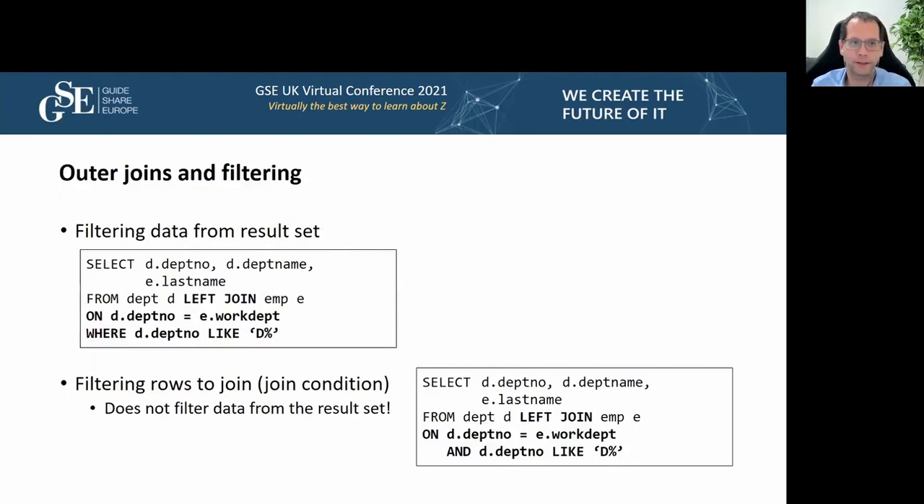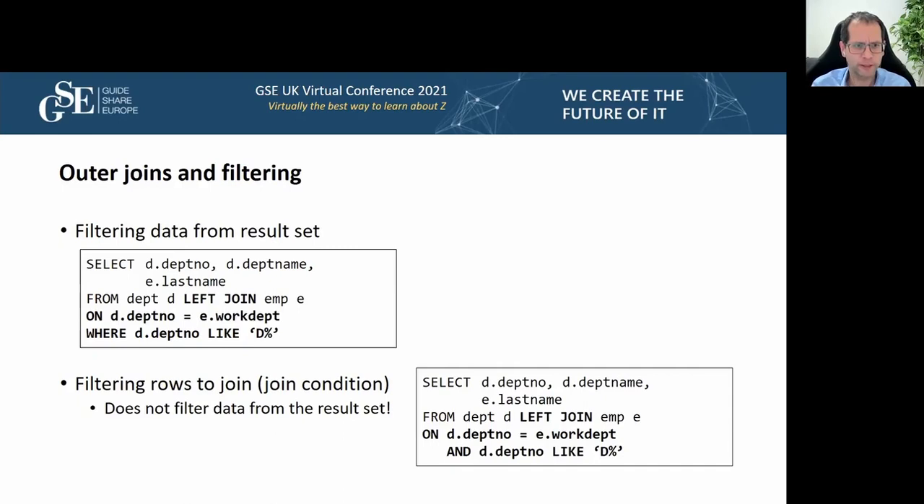Now I mentioned, and that's the important thing here, outer joins and filtering. As I mentioned for inner joins, filtering can be part of the ON clause, the join condition, and it doesn't matter. Now in this outer join, that makes a big difference. So let's see what I have, for example, here.